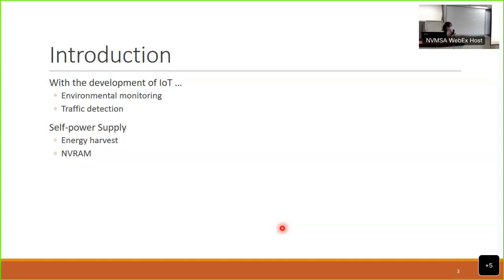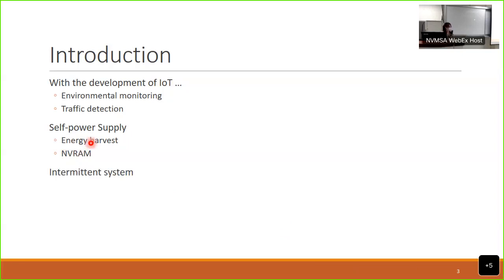So the small devices in the IoT system can be self-powered, and they can harvest energy from the environment, such as solar power, wind power, or water power, and so on. Because a power failure may happen if the harvested power is not enough, they can equip non-volatile random access memory for temporarily storing the data before the power failure happens. So with these two technologies, we can build a system called an intermittent system.